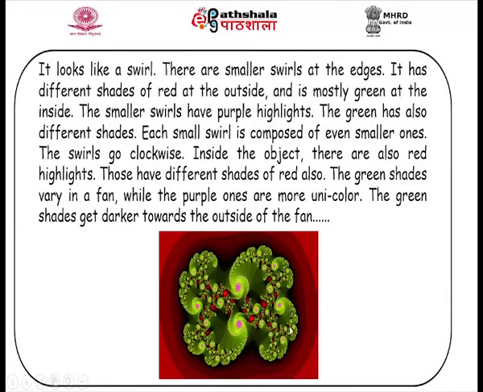Inside the object there are also red highlights. Those are different shades of red also. The green shades vary in the form of a fan, while the purple ones are more or less unicolor. The green shade gets darker towards the outside of the fan. So, this is the information that we can infer just by looking at this particular picture.